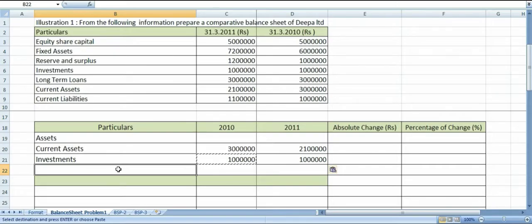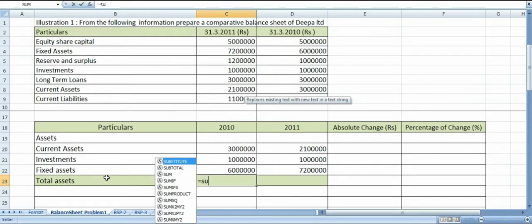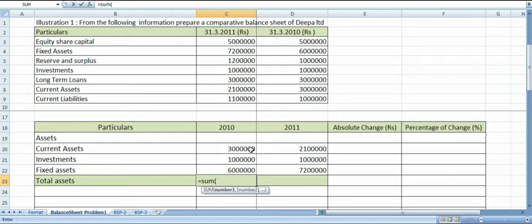Now see, there is a fixed asset, whose values they have provided for two years, since we have to enter the fixed assets. Fixed assets, one is 60 lakh and another one is 72 lakh. So now we have to calculate the total assets together: the total assets of 2010 and the total assets of 2011. So I have calculated the total assets.